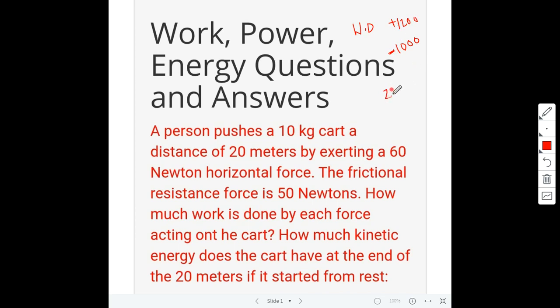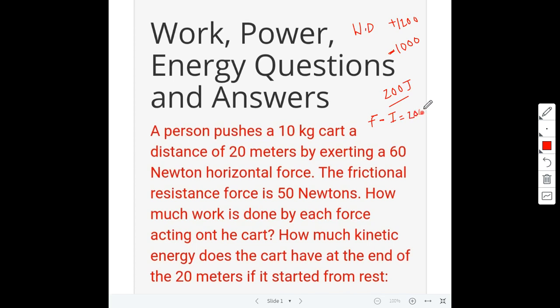Is this clear? This is your net work done. So 200 joules is actually your net work done. Now we have to calculate the kinetic energy that the cart has at the end of 20 meters. So I've told you that work done is equal to change in kinetic energy. That means final kinetic energy minus initial kinetic energy is equal to 200 joules.